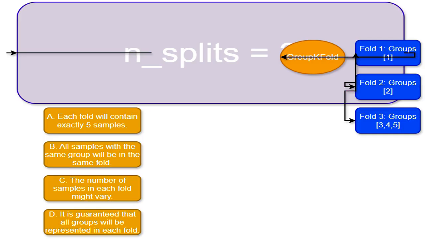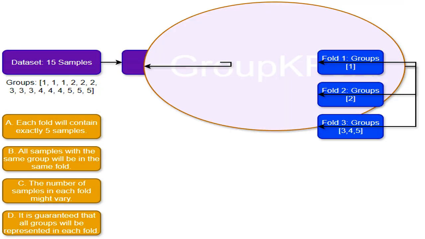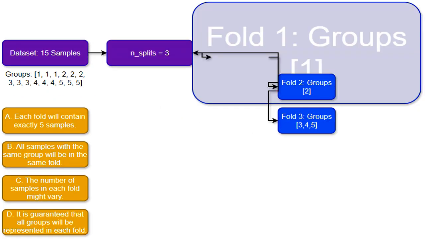This specifies that we want to split the data into 3 folds for cross-validation. This means the dataset will be divided into 3 separate subsets for training and testing the model. This is a specific type of cross-validation technique from the scikit-learn library. GroupKFold ensures that samples belonging to the same group are always in the same fold. This is important to prevent data leakage, especially when dealing with grouped data, like time series data where consecutive points are highly correlated. The first fold will contain all samples belonging to group 1.